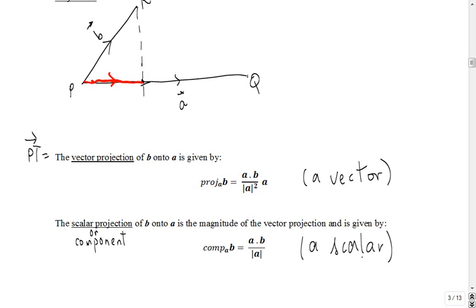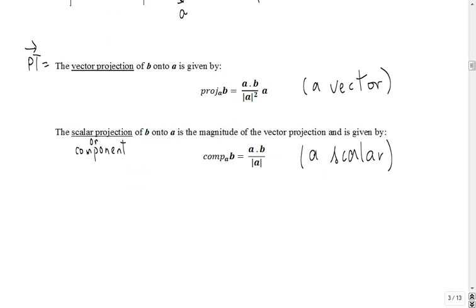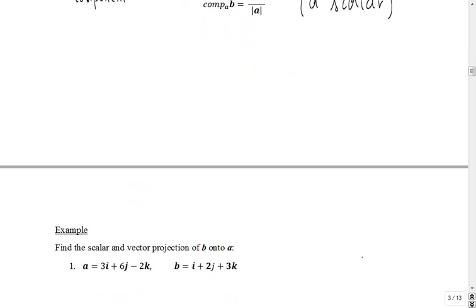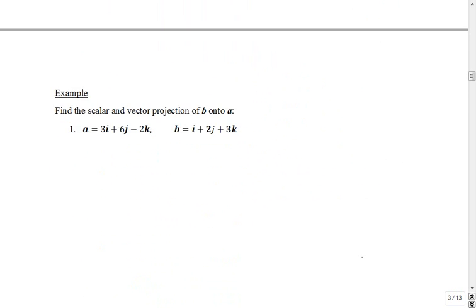So these two formulas, we need to know them. Very, very important. Okay, so you can outline it, highlight it, do something to show you that this is something you need to put on a note card, note sheet. Okay, so let's do some examples. So we're finding the scalar and vector projection of B onto A.